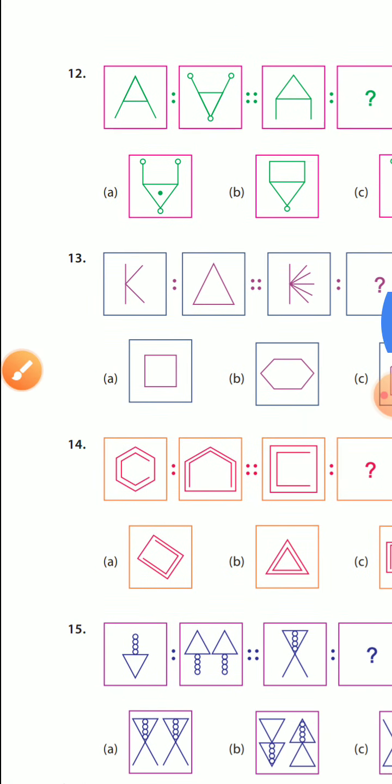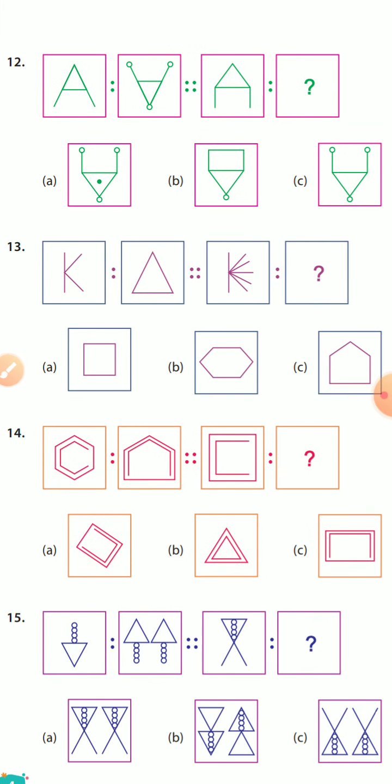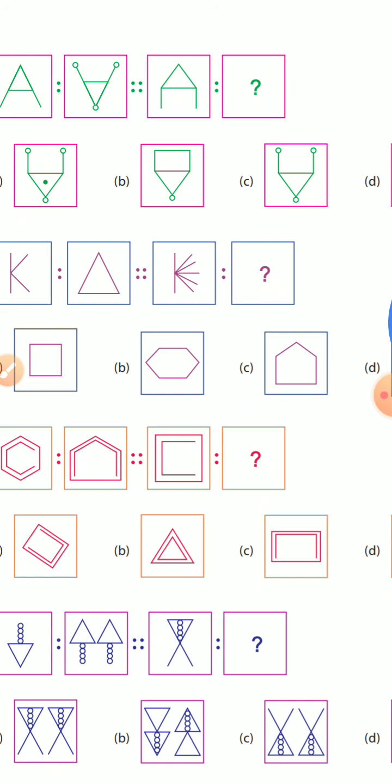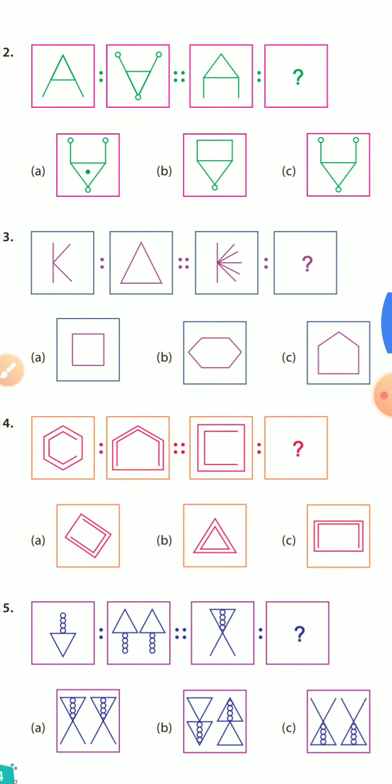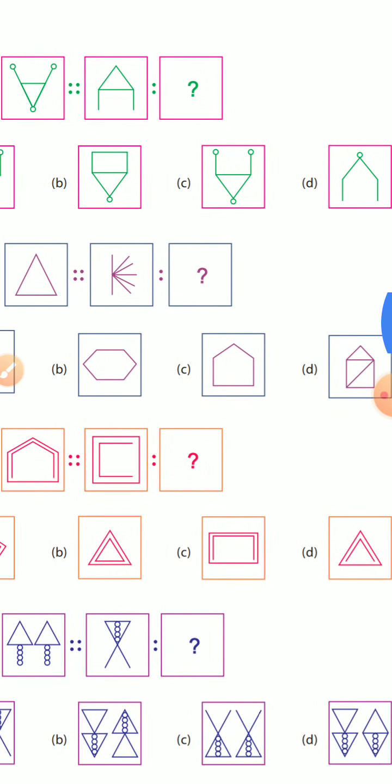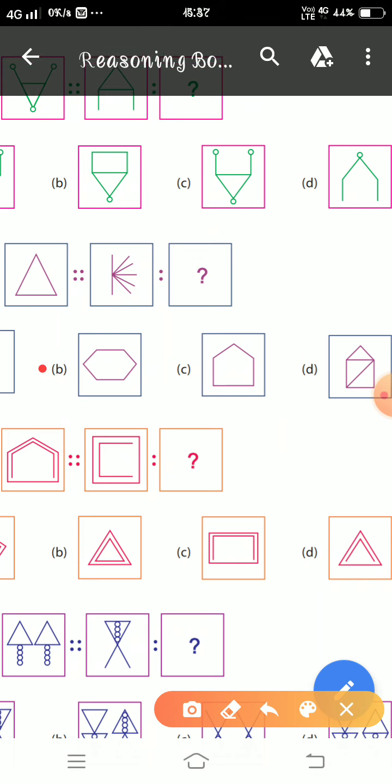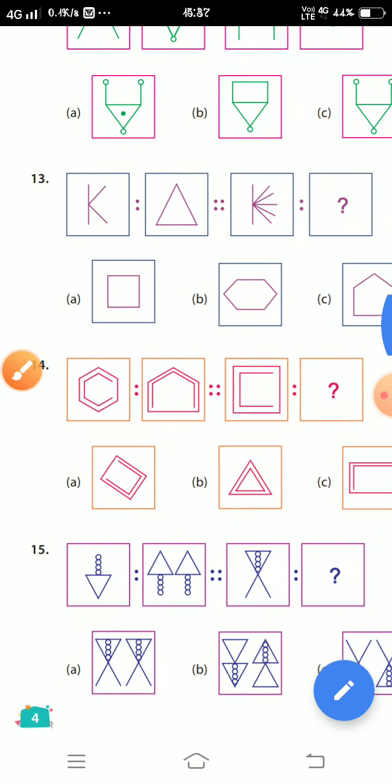Question number 13. Here by taking these 3 lines a triangle can be made. In the next one 6 lines are given. So by these 6 lines what can we make? We cannot make a square, we cannot make a pentagon, we cannot make this one also, but we can make the hexagon. So the right answer of this question is B1.